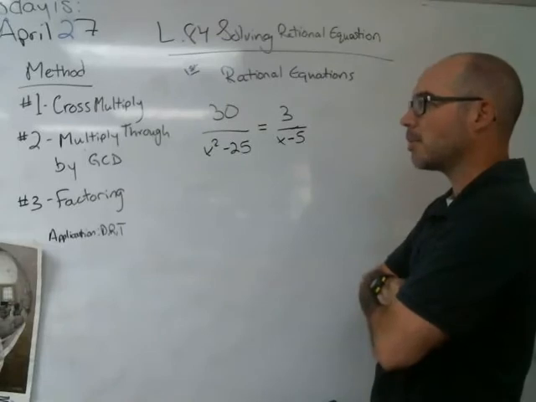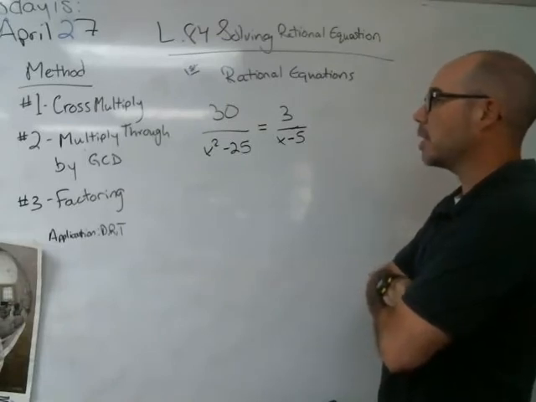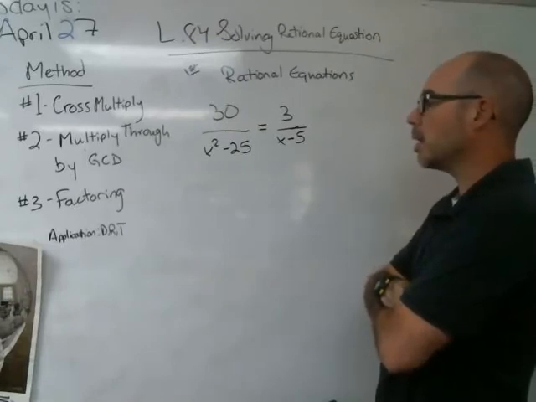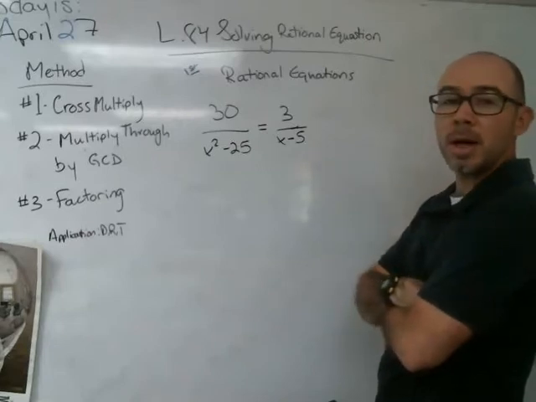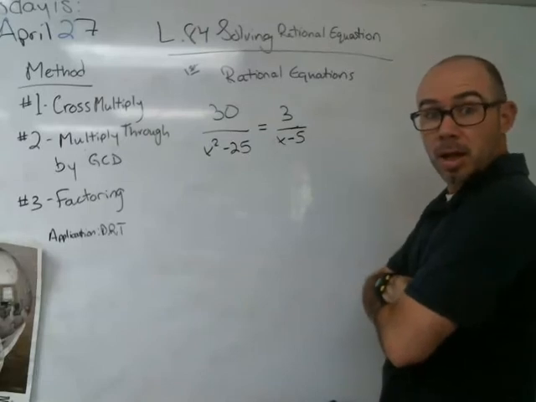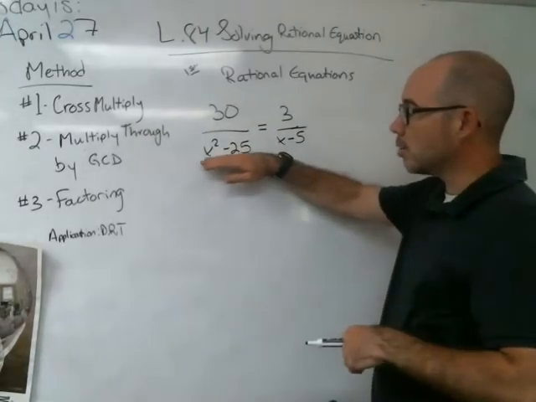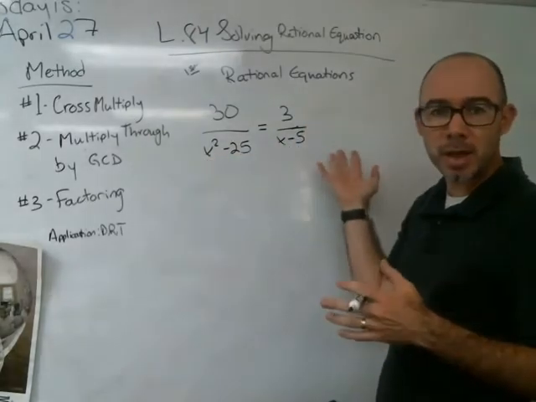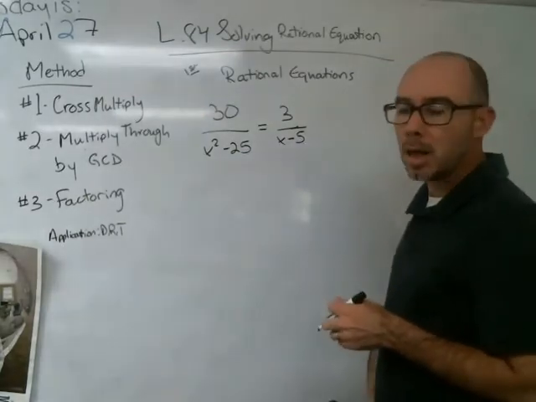But I could also apply number 2 to this. Let's find the greatest common denominator. Let's multiply through by common denominators to get rid of fractions, right? And number 3, I see that I could do some factoring in here too. So I could take the same problem and attack it in 3 different ways.